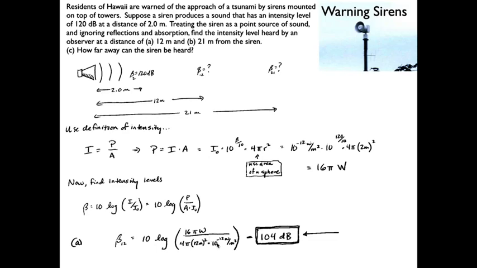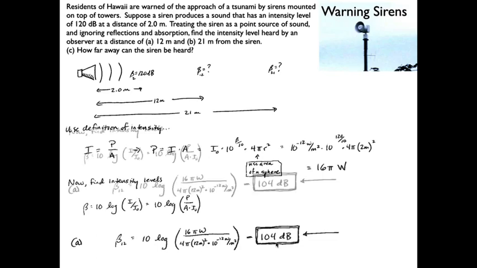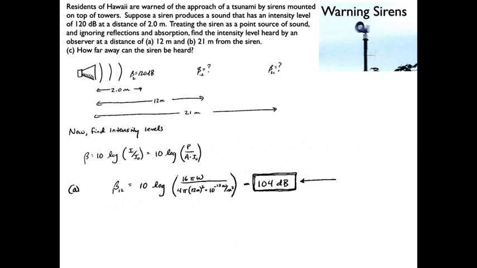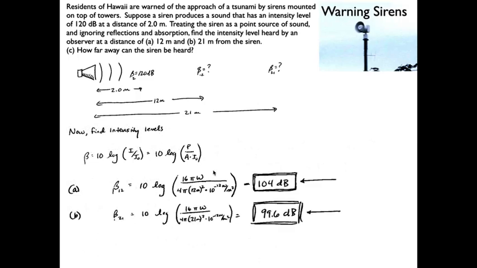The reference intensity is still 10 to the minus 12 watts per square meter. And if you crank those numbers out, you'll find the intensity level is 104 decibels, which is still a pretty loud sound. But again, if you're only 12 meters away from the tsunami warning siren, you might want the intensity level to be pretty high. We do a similar calculation when we're 21 meters away. We just change the 12 in the calculation to 21 meters. And it turns out you're just under 100 decibels when you do that, which is still a fairly loud sound.